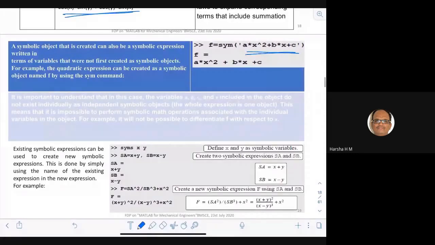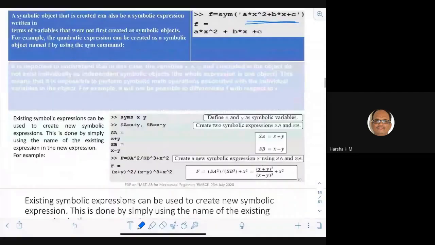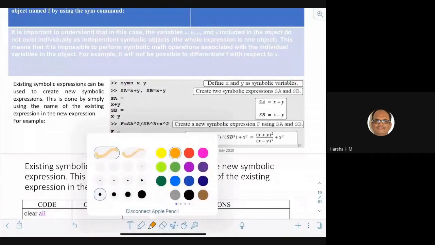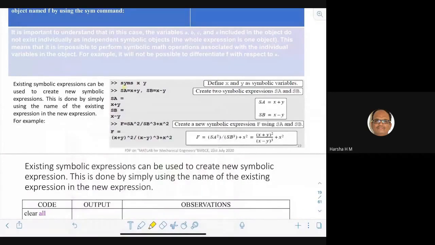Now, existing symbolic expressions can be used to create new symbolic expressions. This is when simply naming using the existing ones. For example, when you define here syms of x and y, and you say SA is equal to x plus y and SB is equal to x minus 1, and when you ask what is SA, it gives you x plus y, which is another symbolic variable. Similarly SB. So if you write f is equal to SA square divided by SB cube, that is, if you would like to write this formula, this expression would give you this output.